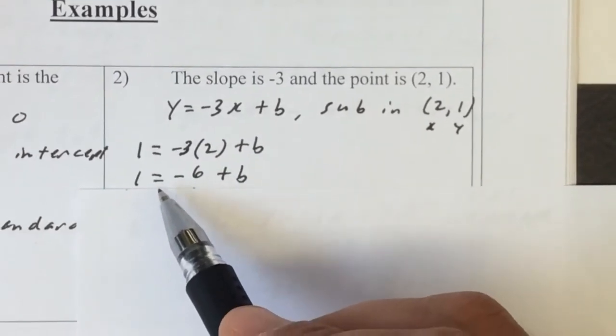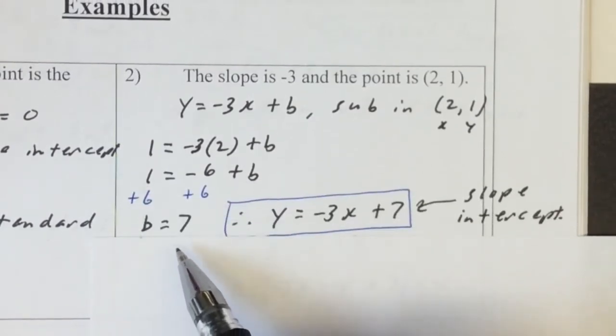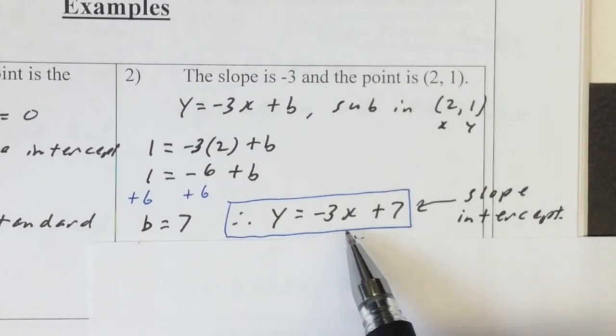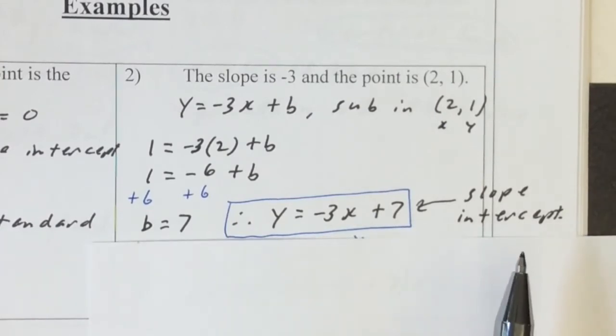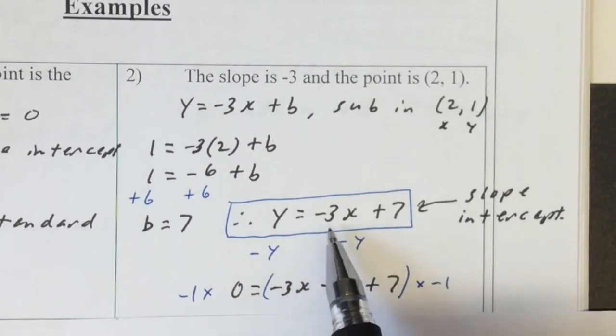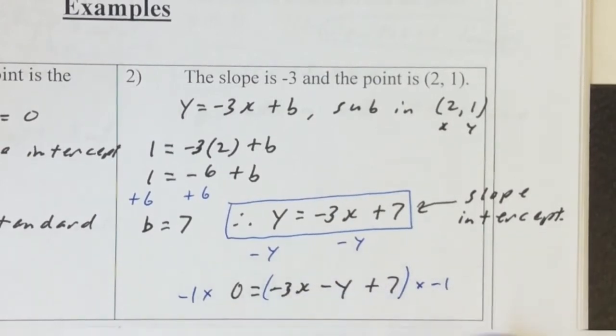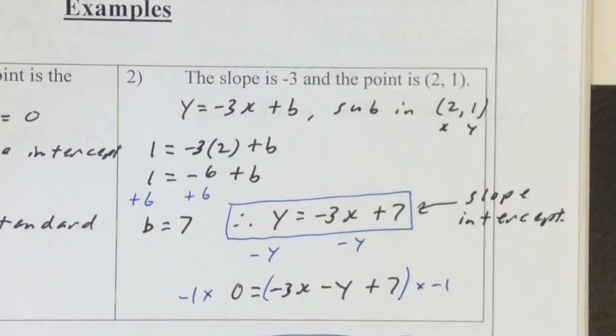So 1 equals negative 6 plus b. Add 6 to both sides. b equals 7. So then y equals negative 3x plus 7. Slope-intercept form. Okay. Subtract y from both sides, and you get negative 3x minus y plus 7 equals 0. Problem with this is the a value must be positive. So now you multiply both sides by negative 1 to get 3x plus y minus 7 equals 0. And that is your standard form equation.